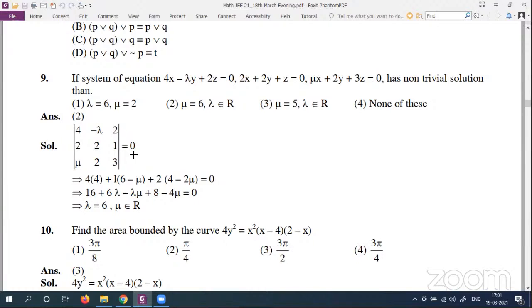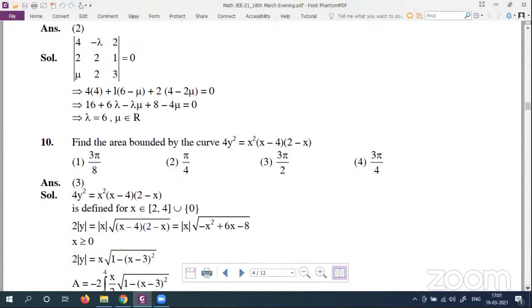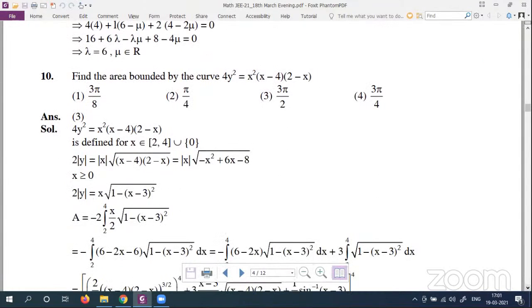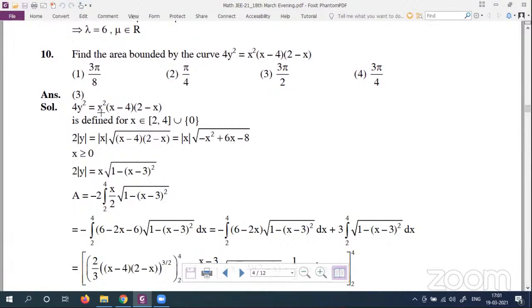Right? So applying that condition, applying determinant equal to 0, the value of mu is getting eliminated and we are getting the value of lambda as 6. So lambda will be 6 and the value of mu can belong to any real number. Next, find the area bounded by this curve.